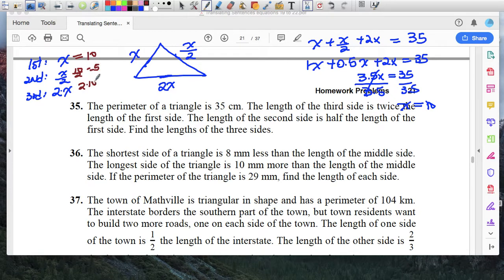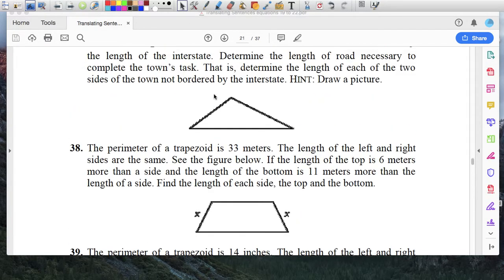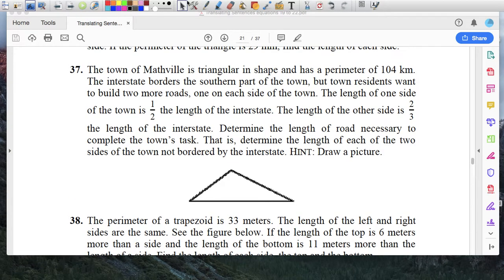It's a triangular shape and has a perimeter of 104. Okay, I'm okay with that. The interstate borders the southern part of town, but town residents want to build 2 more roads, one on each side of town. So I'm assuming these are the 2 roads they want to build. Okay, so this is the interstate here, and the 2 new roads that they're going to build are this one and this one. The length of one side of the town is half the length of the interstate, and the length of the other side is 2/3 the length of the interstate.